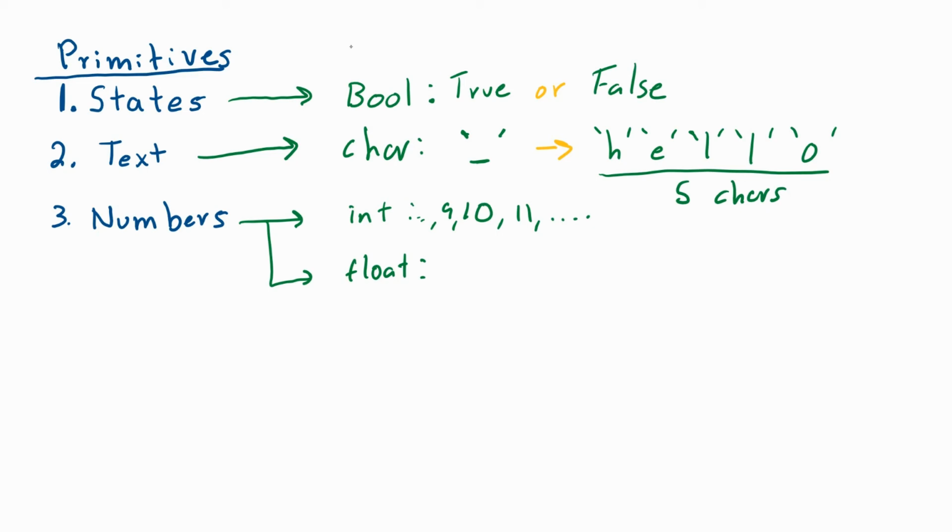And then floating numbers are numbers that have a fractional part. So if I have something like 10.5, 10.6, and so on, again in both directions.